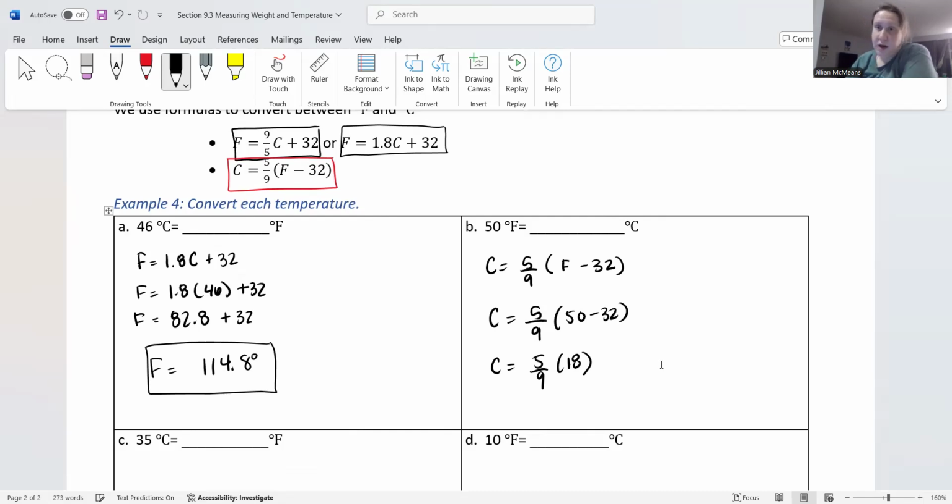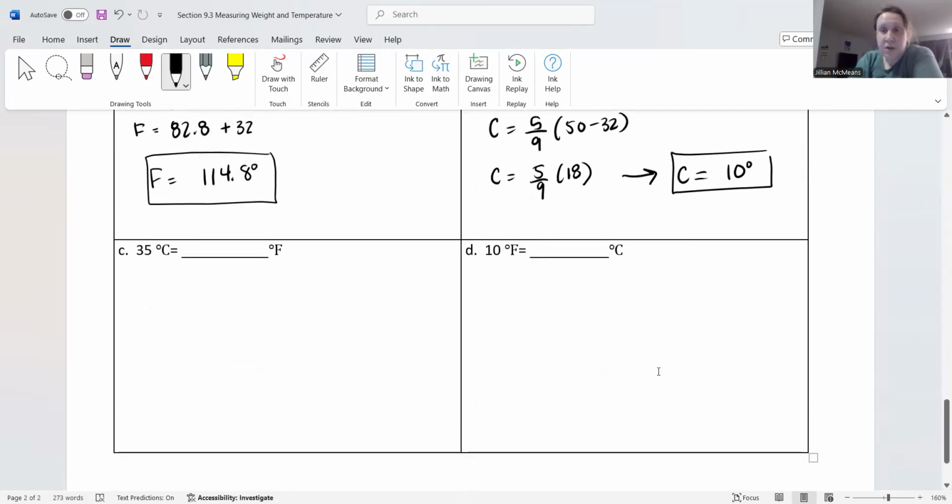You could do this one in your head because you have nice, pretty numbers here, or you could use a calculator. Whatever you're comfortable with is fine. And you end up getting that C equals 10 degrees. So 50 degrees Fahrenheit is equal to 10 degrees Celsius. Okay? Let's do two more.